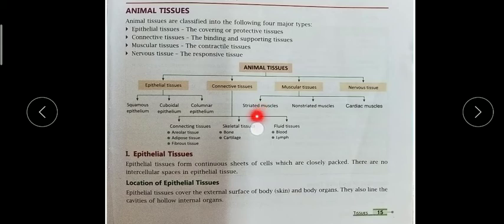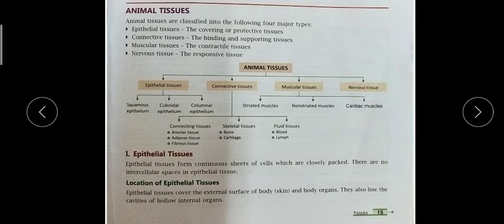So striated muscles are voluntary muscles; we can control them by our will. Non-striated and cardiac muscles are both involuntary in action; we cannot control them. And cardiac muscles are also called heart muscle. They are present in the heart, in our heart.